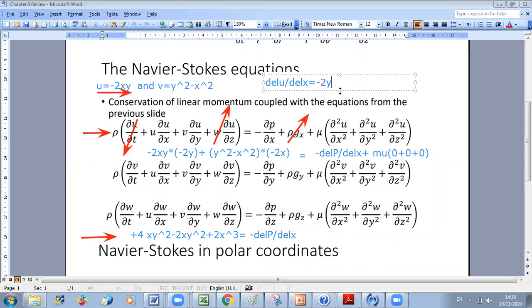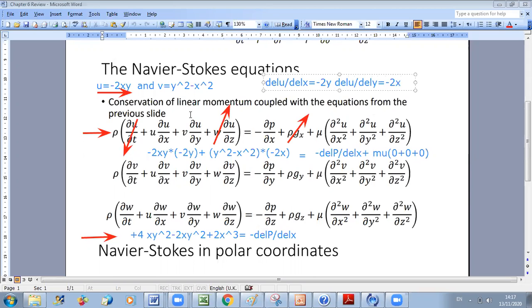0. This is okay. Why, doctor? Del square u by del x square is 0. The same for the second term. If you do del u by del y, it's minus 2x. It's only a function of x. So if you derive now with respect to y to obtain the second derivative, it will be 0 also. Yes, thank you, doctor. Okay.